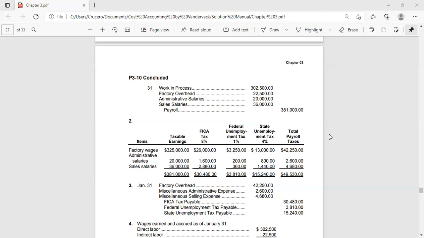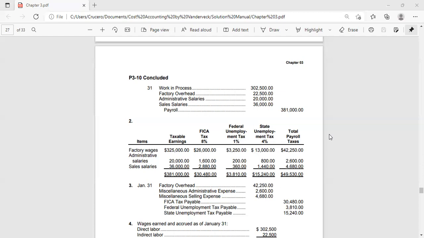So debit factory overhead for 4,250, debit miscellaneous administrative, debit miscellaneous selling, credit FICA tax payable, federal unemployment tax payable, and state unemployment tax payable. Now these are your employer payroll taxes.